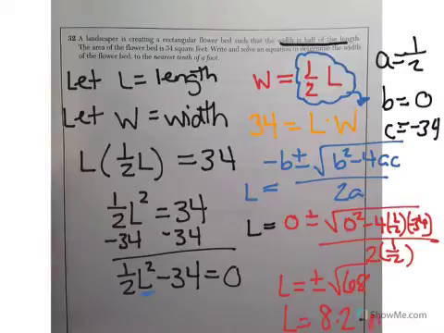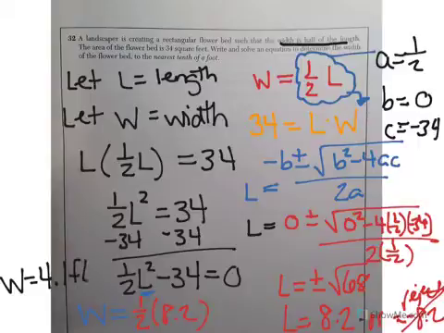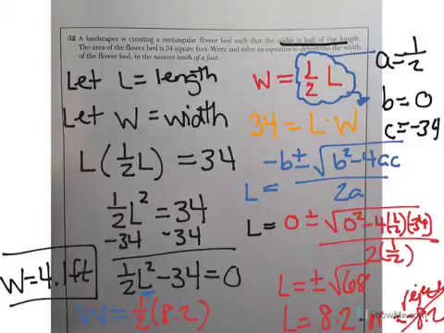Or the other option is negative 8.2, which I will reject because we're talking about length, and you can't have a negative length. So we get our length, but we're not done because they're asking for the width. So to find the width, I can plug it back into the formula 1/2 times L, so half of 8.2 will equal my width, and I'll write it over here. My width should equal 4.1, and we're talking about feet. So 4.1 feet is the width, and that's your final answer.